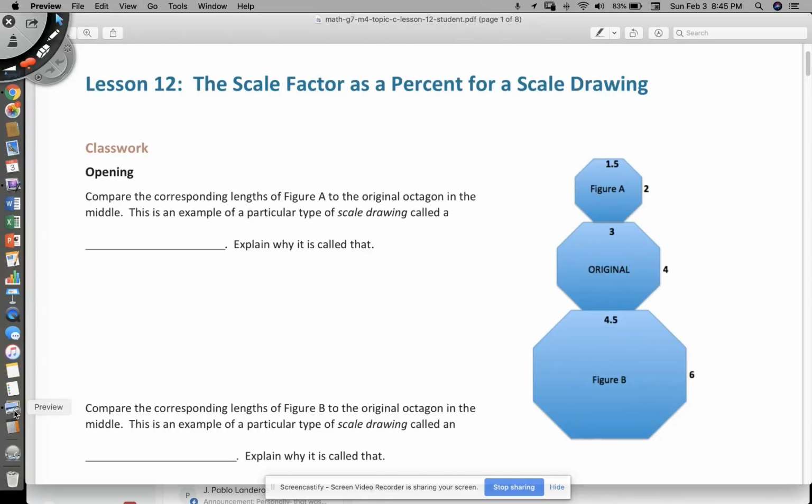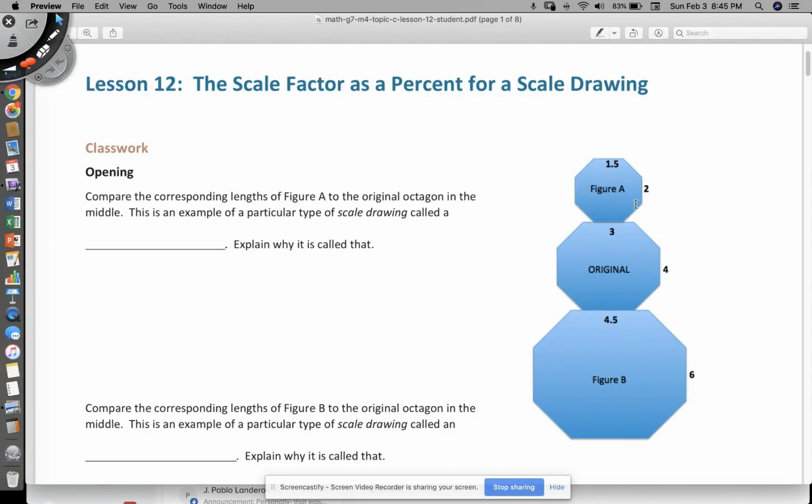All right, this is 7th grade, Module 4, Lesson 12 on scale factor as a percent for a scale drawing. We're going to start by looking at this figure, a little snowman. In the middle, you'll see we have the original. That's the very first image drawn, the original that we're going to use.